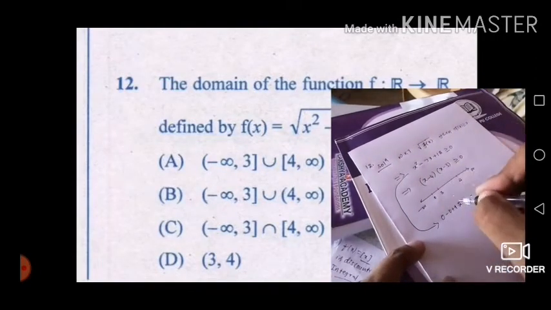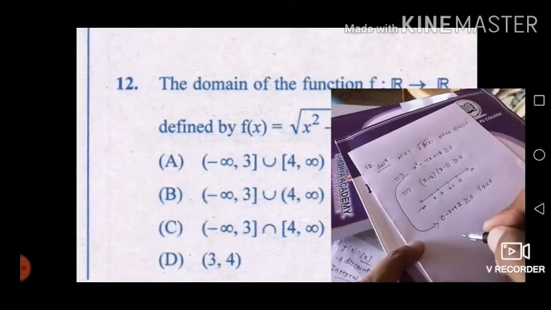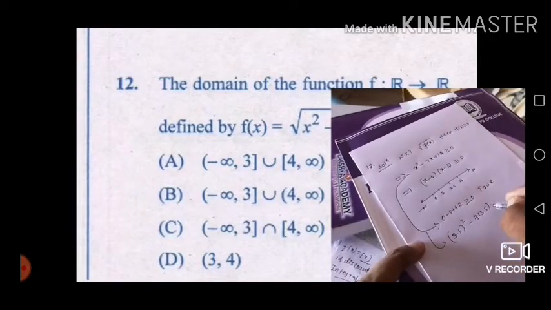Next, take a value in between 3 and 4, that I am going to take 3.5. When I take 3.5, I am writing here 3.5 whole square minus 7 into 3.5 plus 12, which is greater than or equal to 0. But when we solve this, we are getting minus 0.25, which is not greater than or equal to 0. Hence, it is false. Hence, this interval is not a domain for the function.